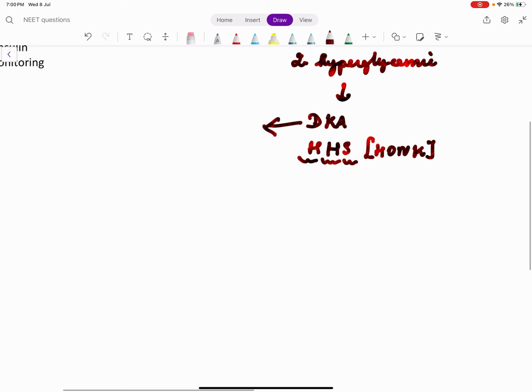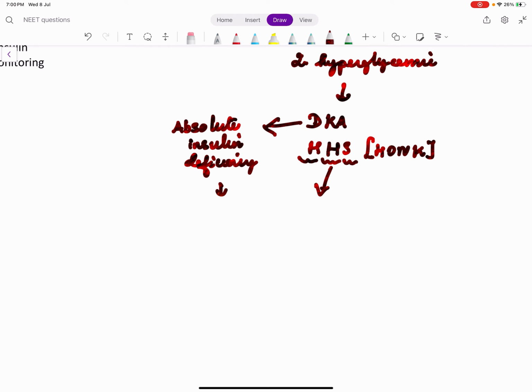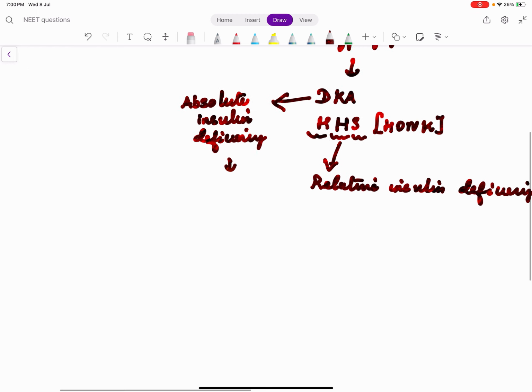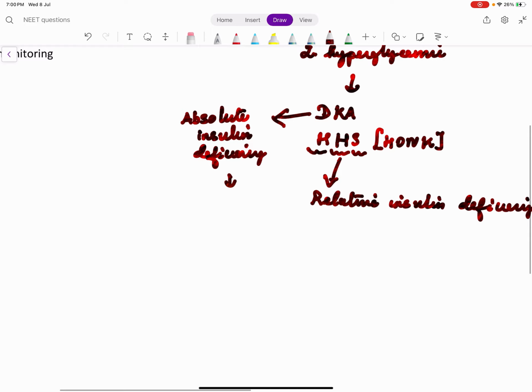What is the basic difference is DKA is an absolute insulin deficiency. When insulin is totally absent from the body, there will be acid formation or acidosis. Acidosis is more dangerous than just a hyperglycemia. In HHS, there is insulin deficiency, but it is a relative insulin deficiency. Some amount of insulin is present, so the acid formation does not occur. Even if you don't remember this one, both are treated in the same way.